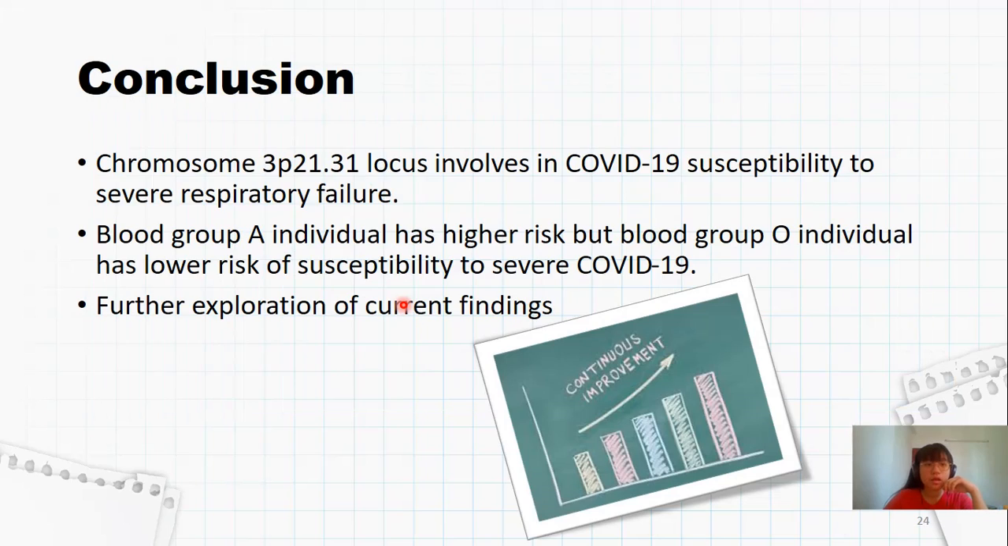In conclusion, the chromosome 3p21.31 locus is involved in COVID-19 susceptibility to severe respiratory failure, and blood group A individuals have higher risk, but blood group O individuals have lower risk of susceptibility to severe COVID-19. Although this research has some limitations, improvements can be made to allow further exploration of current findings.